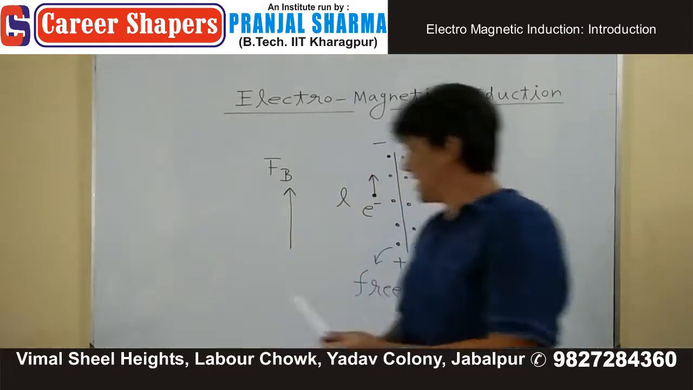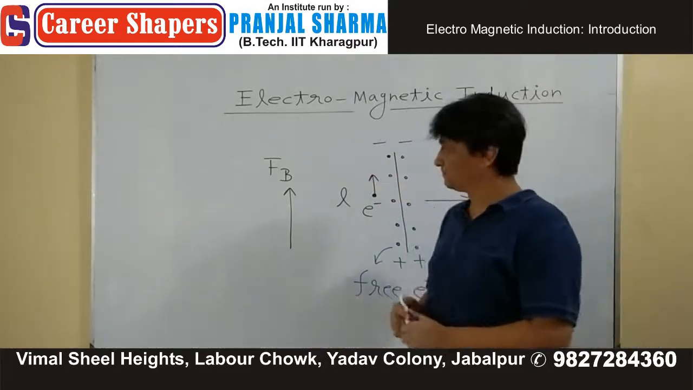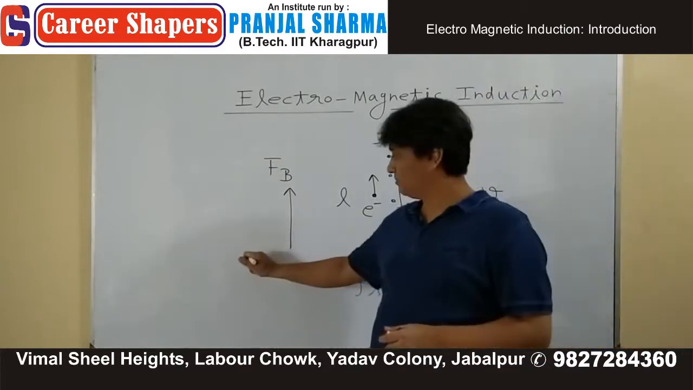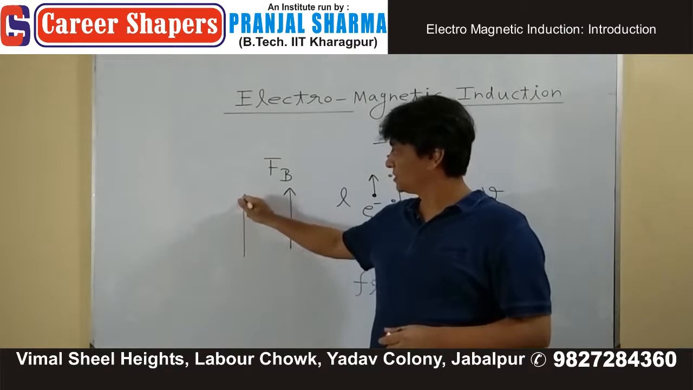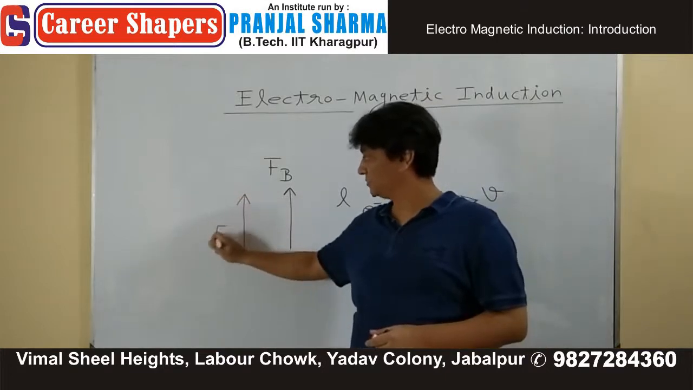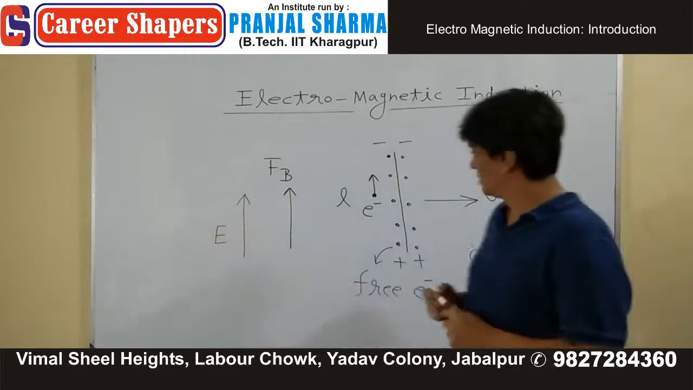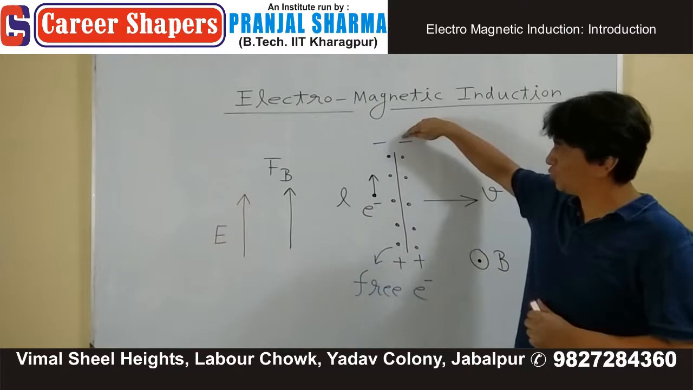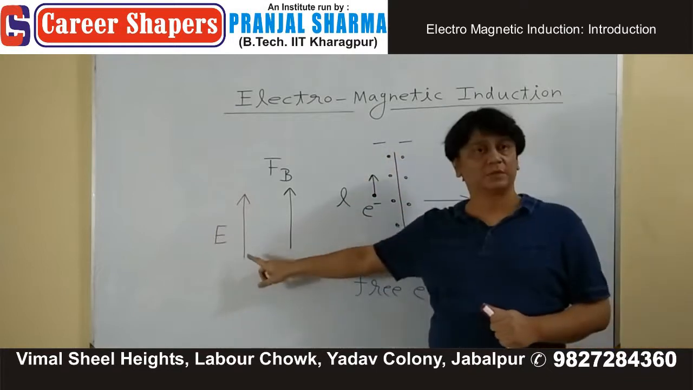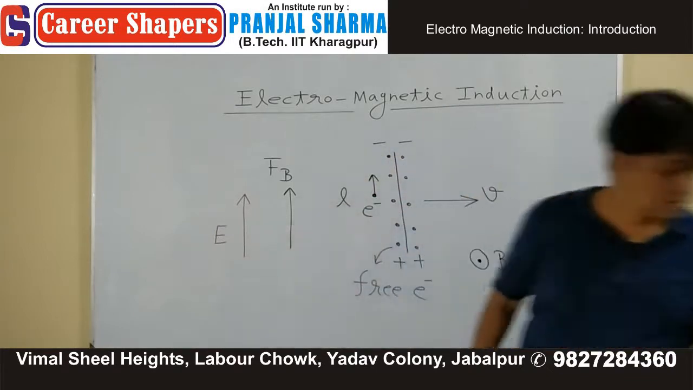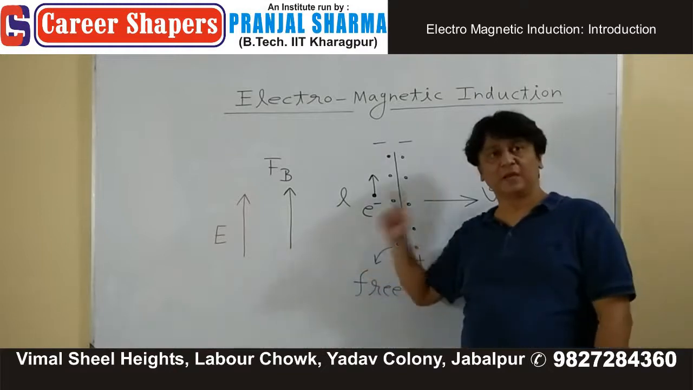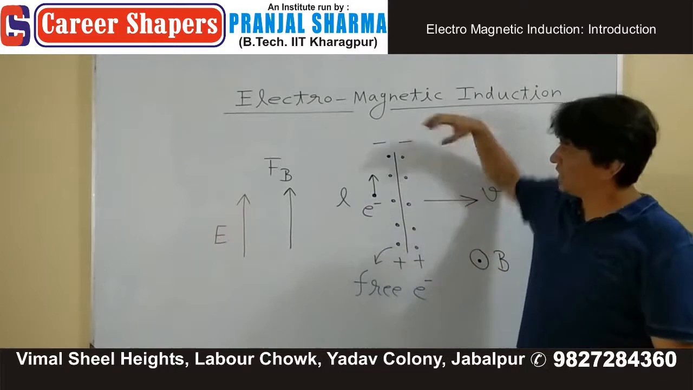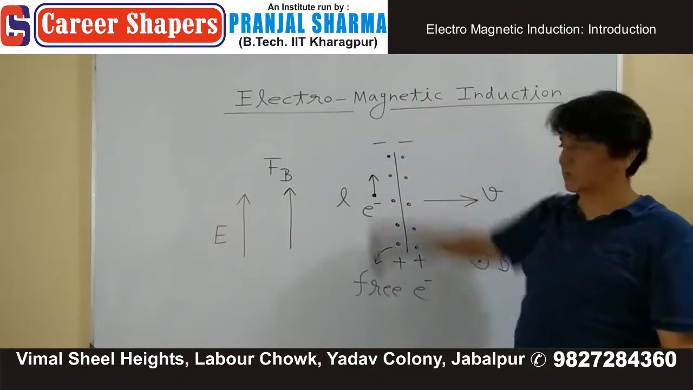Good. Direction of electric field is up, shown with this red arrow. This is the direction of electric field. What is the direction of electric field? Away from positive charge towards the negative charge. I hope you remember this. Electric field, its direction is away from the positive charge and is towards the negative charge.